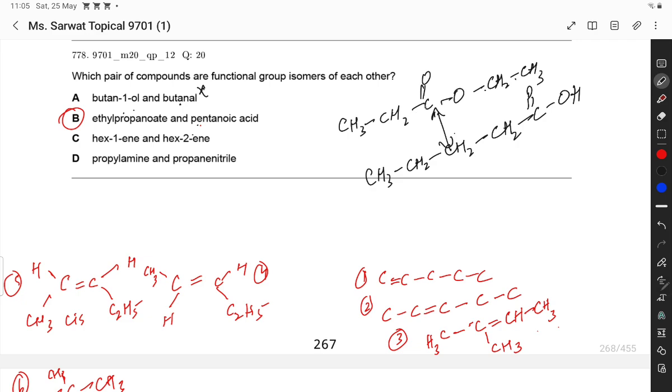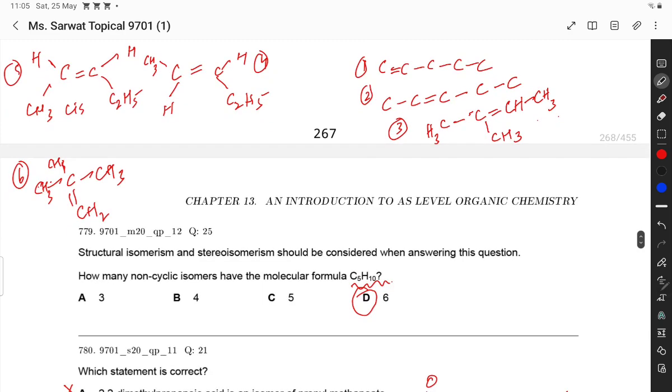So here, 1, 2, 3, 4, 5 carbon atoms, and 1, 2, 3, 4, 5 carbon atoms. So that's why the compounds ethyl propanoate and pentanoic acid are isomers of each other. So option B is the correct option.